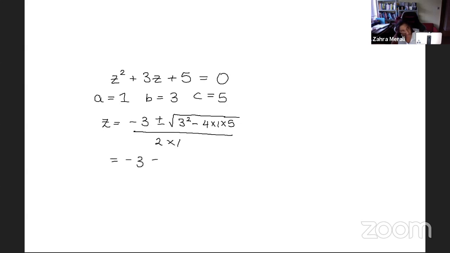So it's going to give you minus 3 plus or minus, and then we're going to get 3 squared, which is 9, and then you're going to have 9 minus 20, which gives you minus 11, over 2. Now the way you'd write that is minus 3 over 2 plus or minus the square root of 11 i, because root minus 11 is root 11 i, and that bit's over 2 as well. So those would be how you solve those quadratic equations, and you've introduced i now.